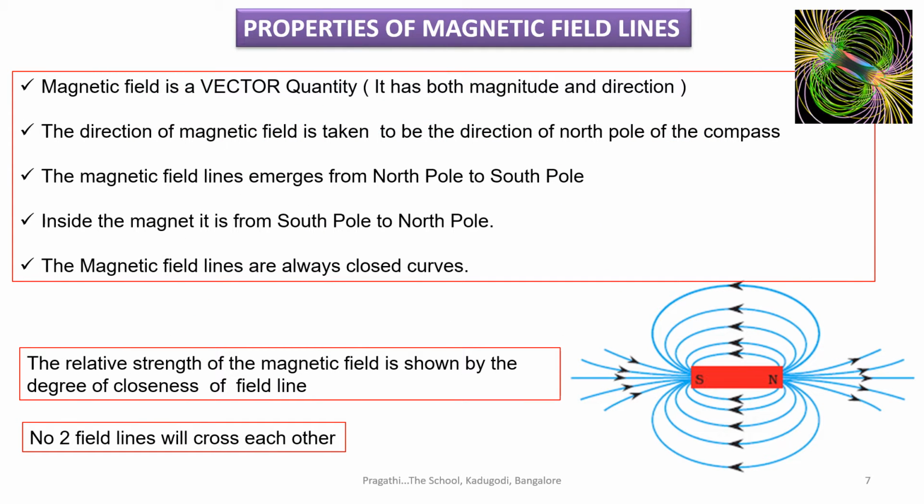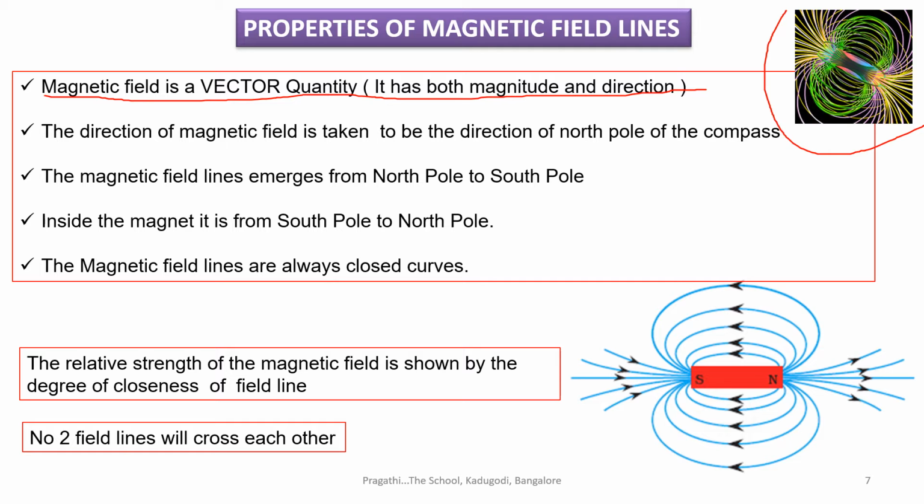See, you have to see this very clearly. You can see this picture very clearly. See, all the 360-degree the magnetic flux will be coming. And coming to the first property, magnetic field is a vector quantity. It has both magnitude and direction. We know scalar quantity and vector quantity. There are two types of quantities.